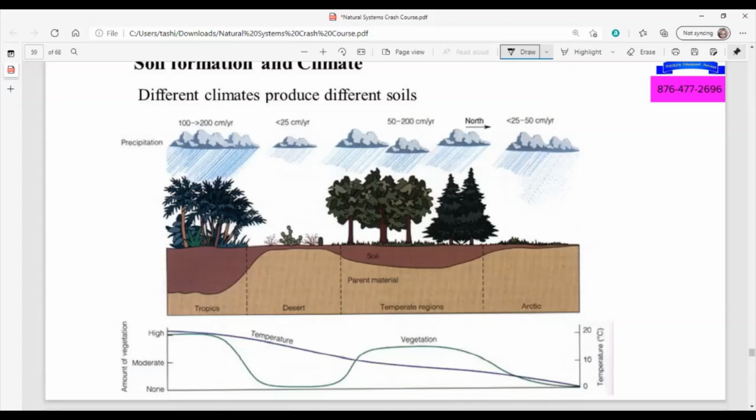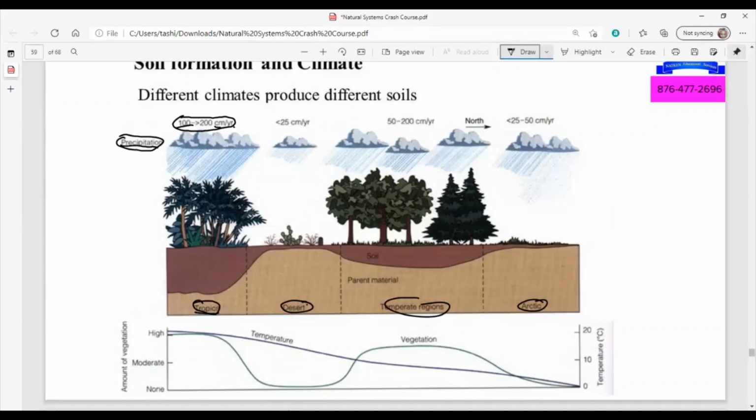So up here, we're seeing precipitation. We're seeing rainfall levels. You see the amount of rainfall per year in each of the different climatic zones. So this is our tropical area, and we're seeing that we get 100 to 200 centimeters of rainfall per year. We understand that section? So we are looking at our different climatic zones. So we have the tropics here, we have the desert here, temperate regions, and the Arctic here. At the top, we're seeing precipitation. So it is showing us that in the tropics, we have 100 to 200 centimeters of rainfall per year. Understand that?